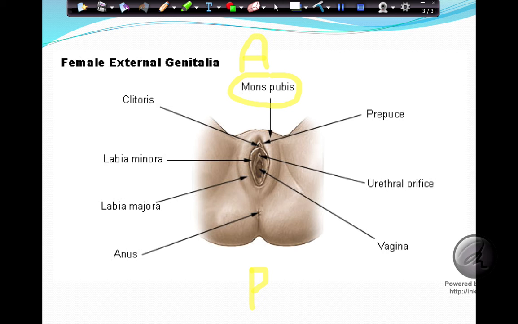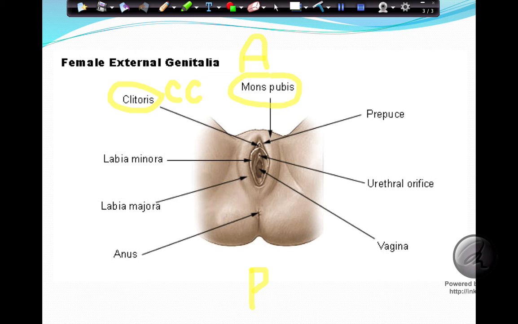Moving on from the mons pubis, we have the clitoris. The clitoris was mentioned in the male video, that it's the female counterpart to the penis. It has the corpus cavernosa. I'll put a CC here for corpus cavernosa so you can remember that the clitoris has that spongy erectile tissue. It becomes erect upon sexual excitement, just like the penis does in males. It is the most sensitive part of the human body.